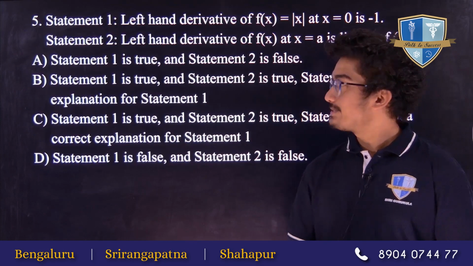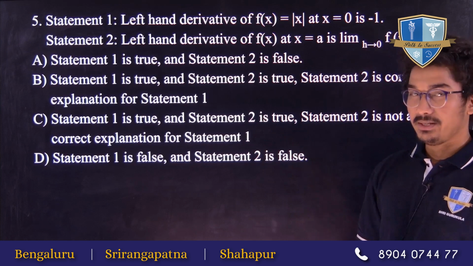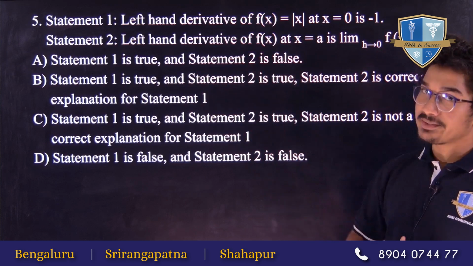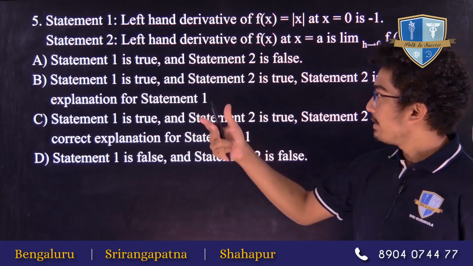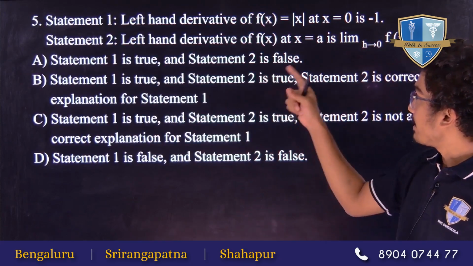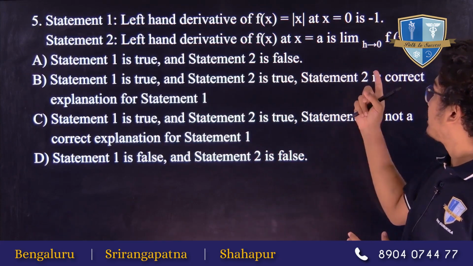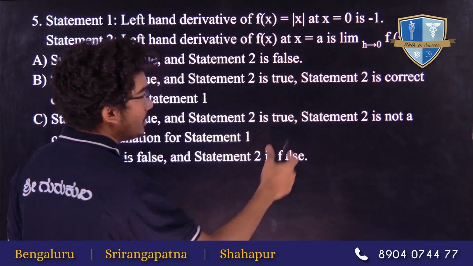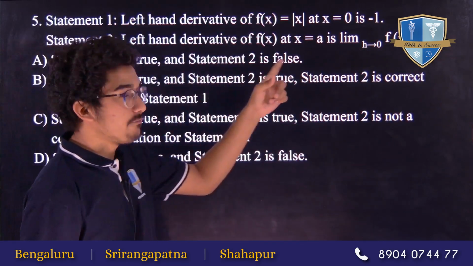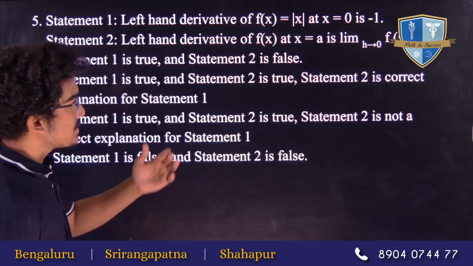So the next question is a statement-type question, where the first statement is: the left-hand derivative of f(x) = mod x at x = 0 is -1. And statement 2: the left-hand derivative of f(x) at x = a is limit h tends to 0 of f(a - h). This second statement is actually describing the formula of the left-hand derivative, which is not equal to this.